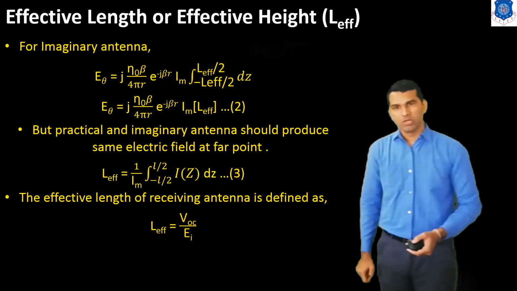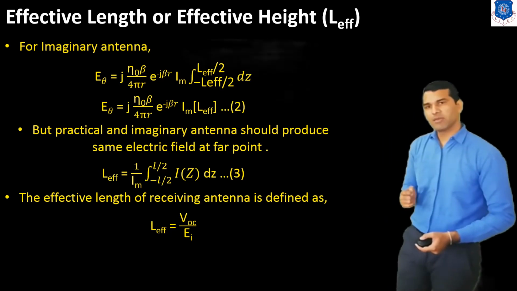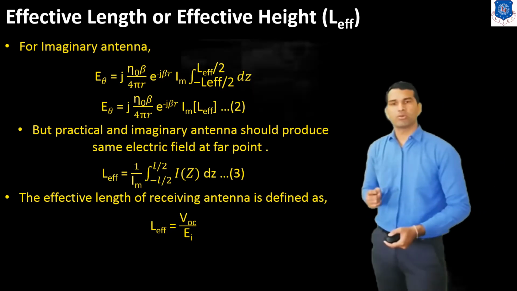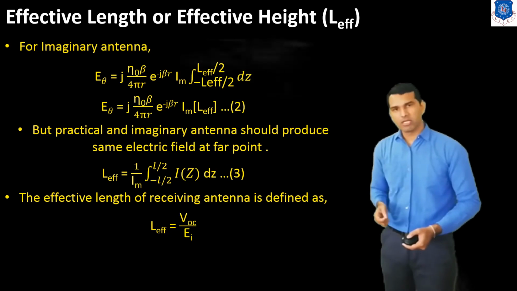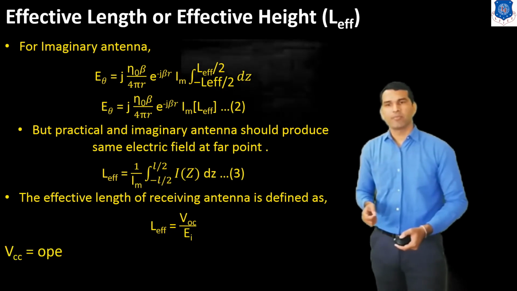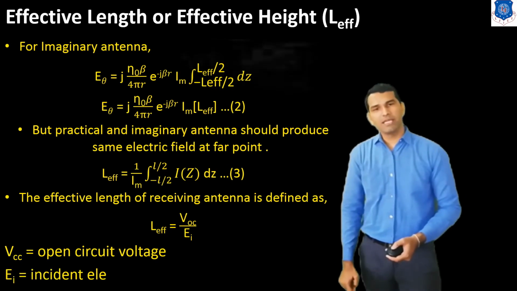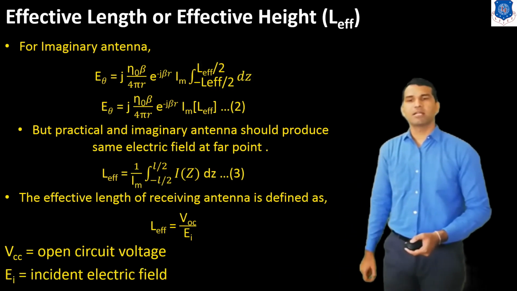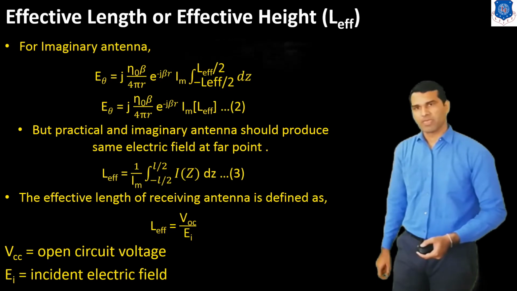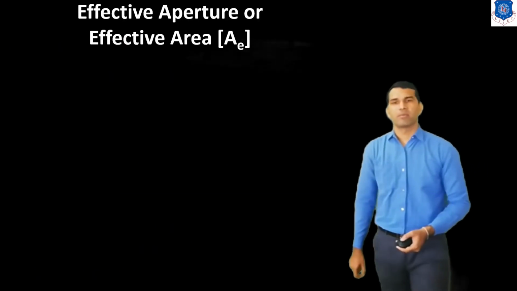The effective length of a receiving antenna is defined as L effective = VOC upon ER. So we can also write the effective length in the form of VOC upon EI, where VOC indicates the open circuit voltage and EI indicates the incident electric field. So this is the effective length.